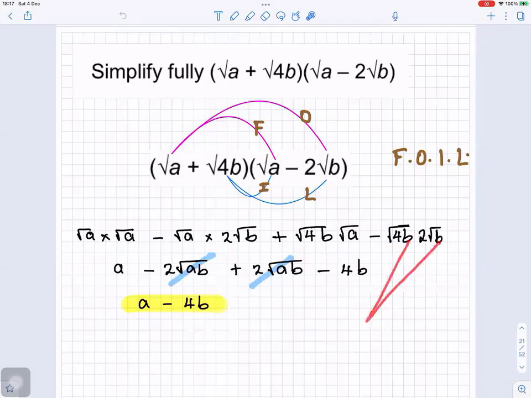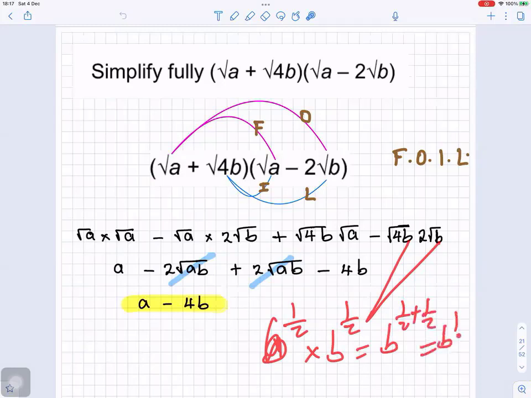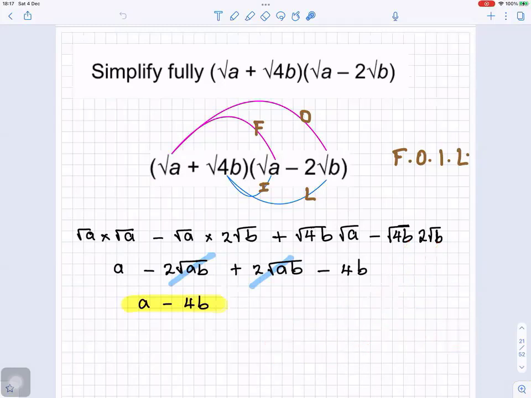Watch this one. You blink, you miss it. Square root of b is b to the half, times b to the half is b to the half plus half, which is b to the 1. That gives you b. So you end up with a minus 4b.